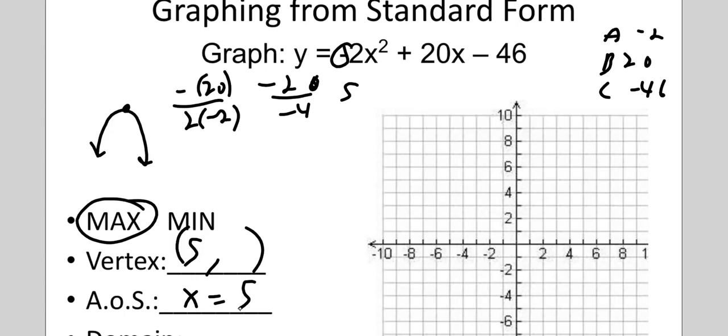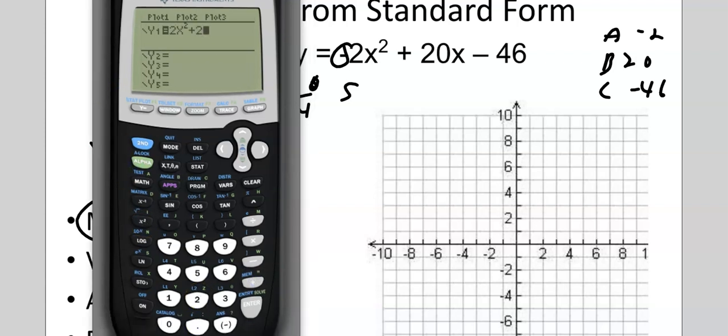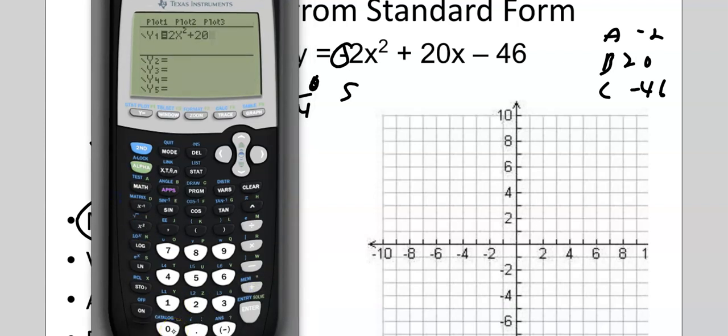Now, again, I can plug this in, or I can just go to my calculator. So go to y equals, clear it out, negative 2x squared plus 20x minus 46. Now that negative 46, remember, that c is the y-intercept. So the y-intercept is way off the chart.